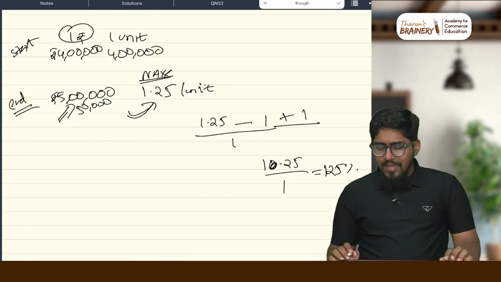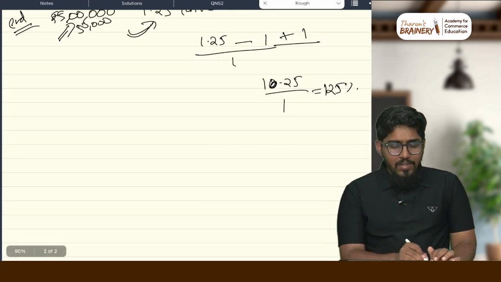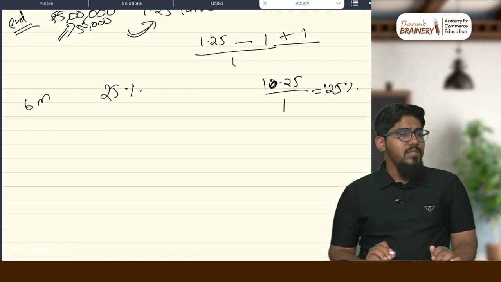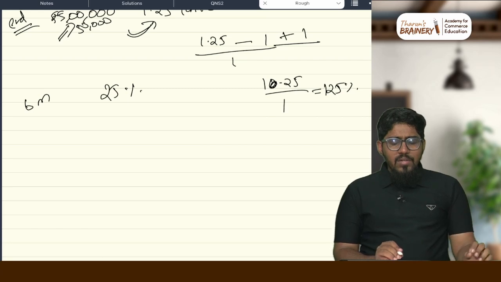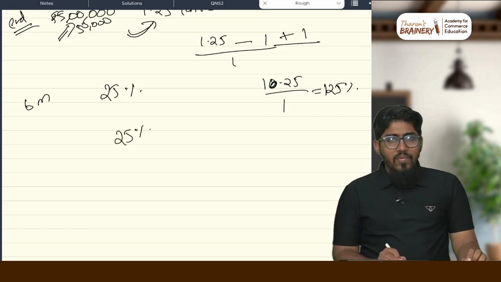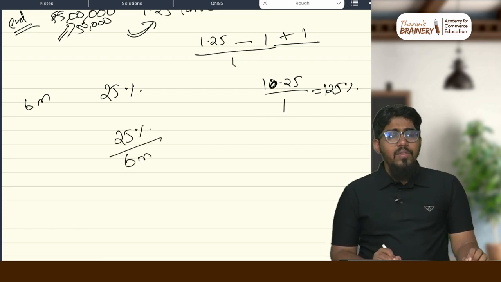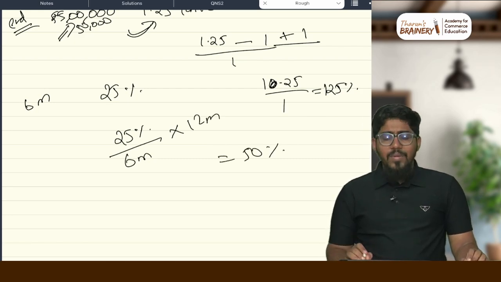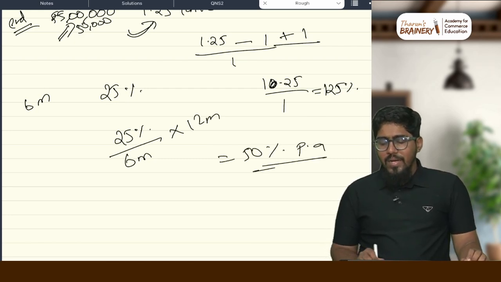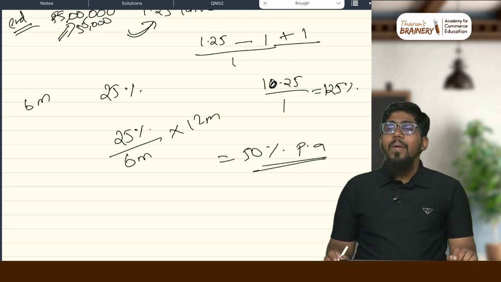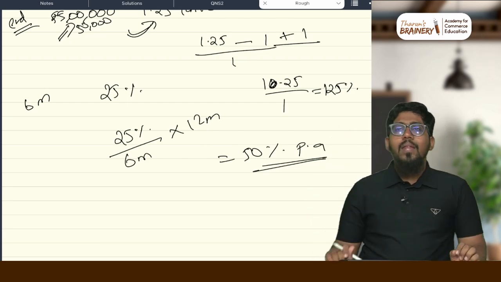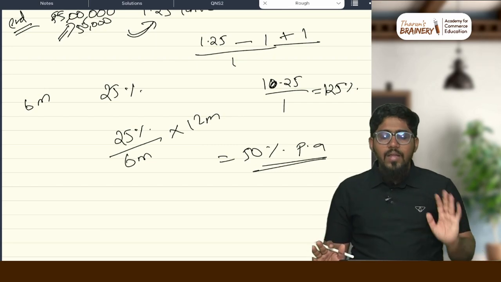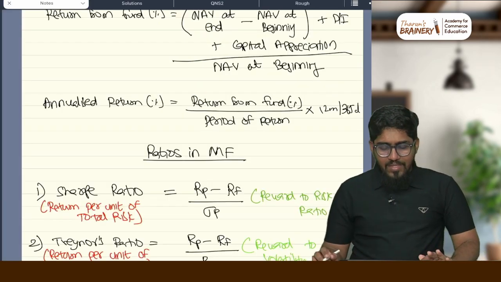Let us say that this 25% that we got is only for the period of 6 months. Sir, what is the annualized return? The annualized return is return from the fund divided by period of the return into 12 months or 365 days. So this becomes 50%, which is the annualized return. So we can write it as per annum. Now I can compare. This fund is giving me 50% per annum, that fund is giving me 30% per annum. Therefore, I will go with fund A or fund B. So this is annualized return.